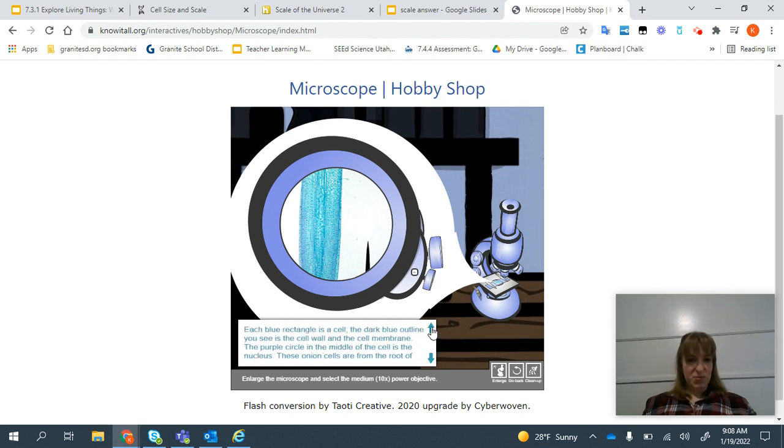Down here in the description, it says that you can see small rectangles that are lined up side by side. Those rectangles are what we call cells. And you notice a darker dot inside each of the smaller rectangles. That's the nucleus. And we're going to switch to the higher magnification.